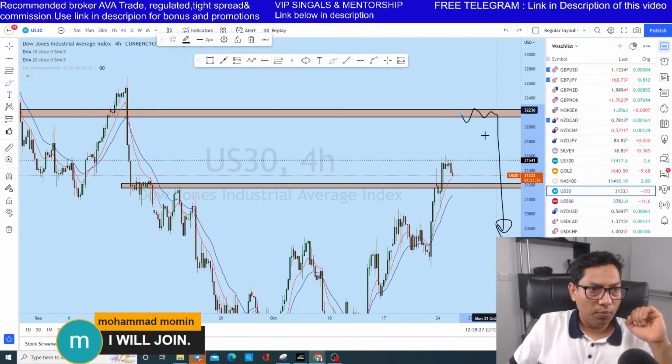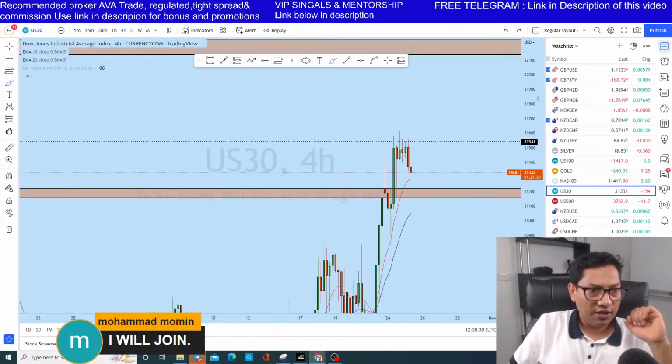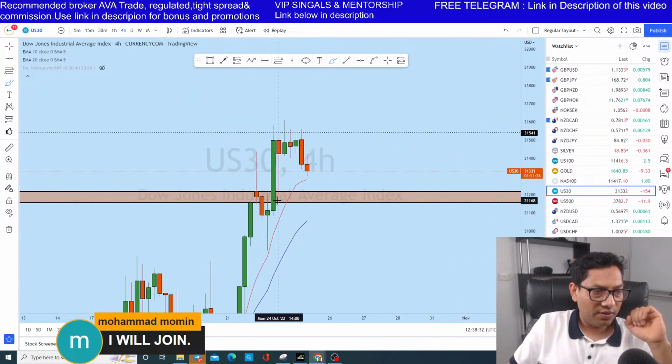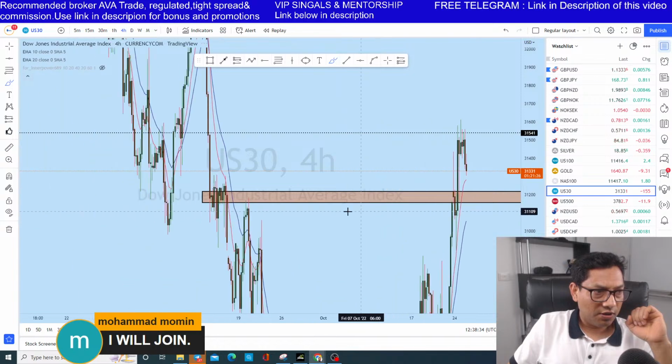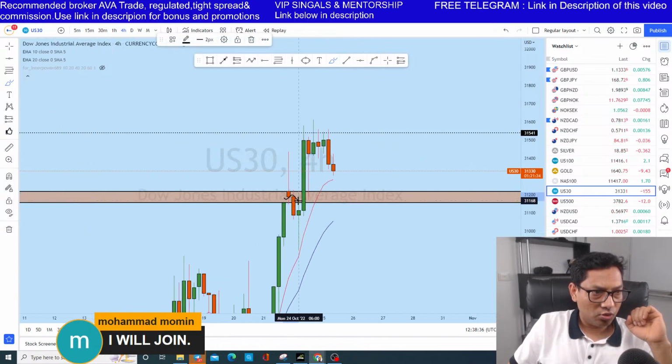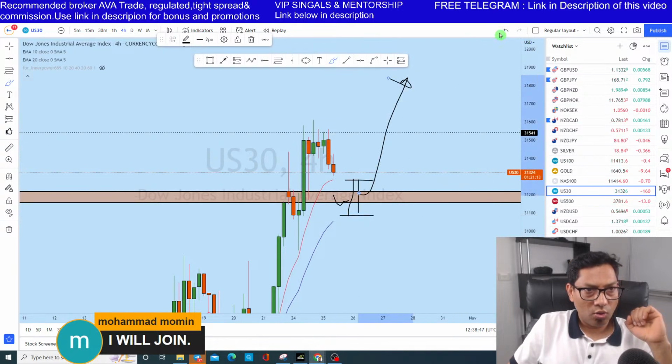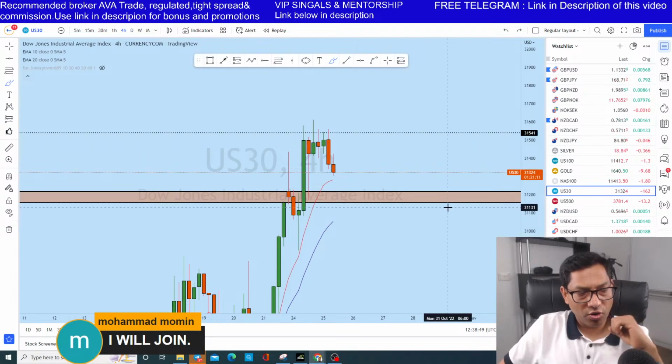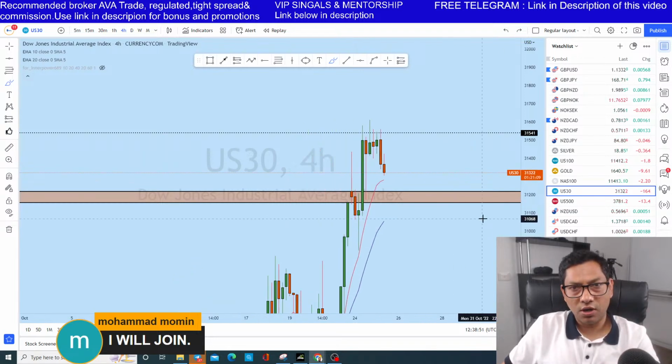For a bullish setup, we need US30 to come back to this level, the previous liquidity zone, where there is a doji as well. From that level, once we see strong bullish price action, we can consider going long on US30. For me, it's still short-term bullish.